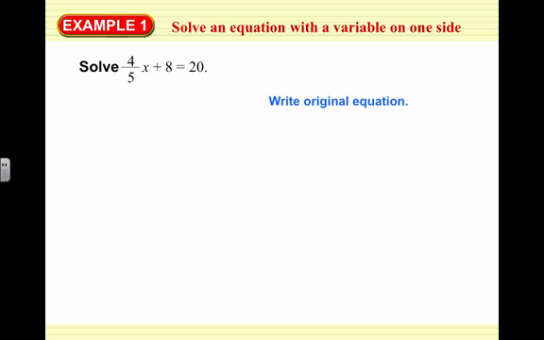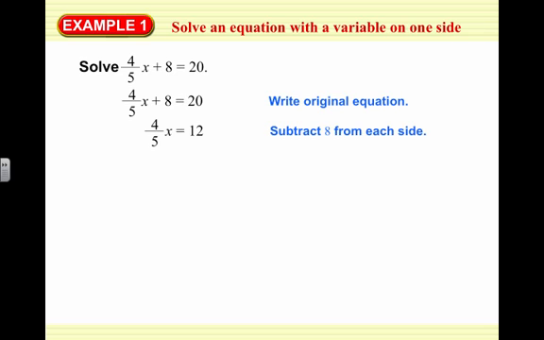Now you always want to rewrite the original equation, and so do that. And then we want to solve for x. So we want to move anything that we can over to the other side. We want to get the x term by itself on one side of the equation and just the plain numbers on the other side of the equation. So we're going to subtract 8 from both sides. So we get 4/5 x equals 12.